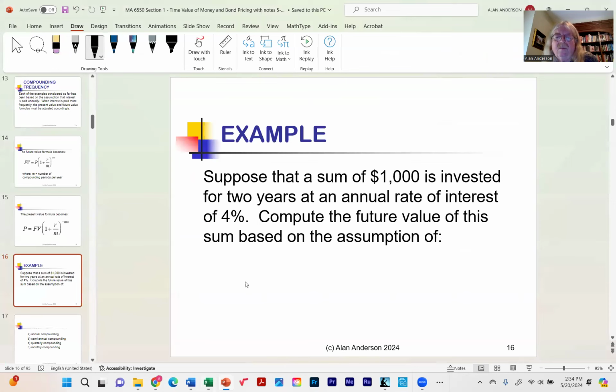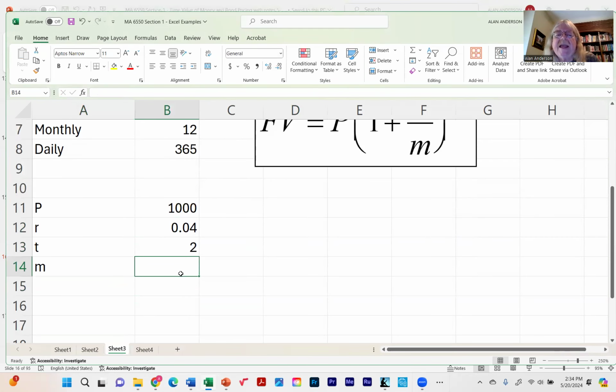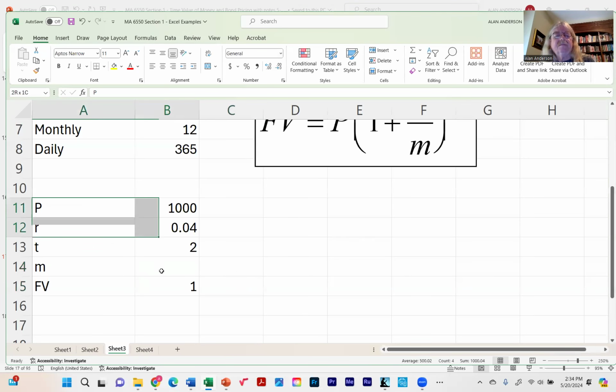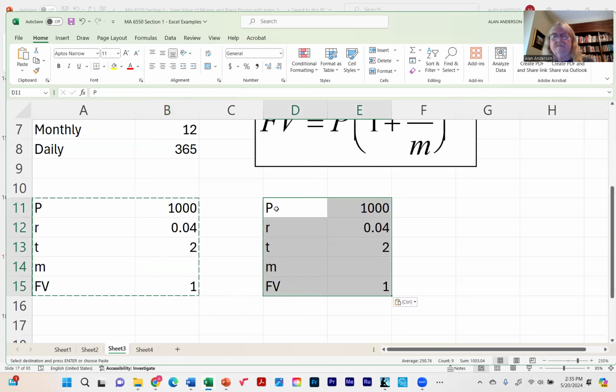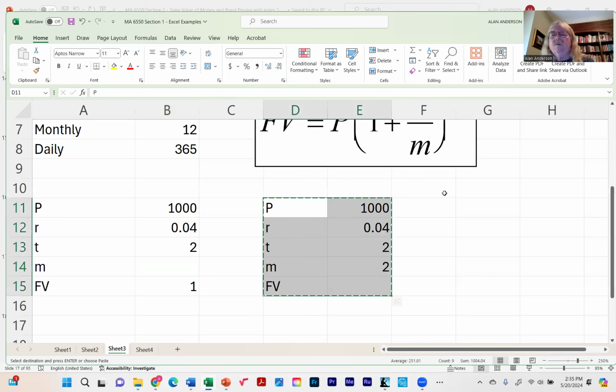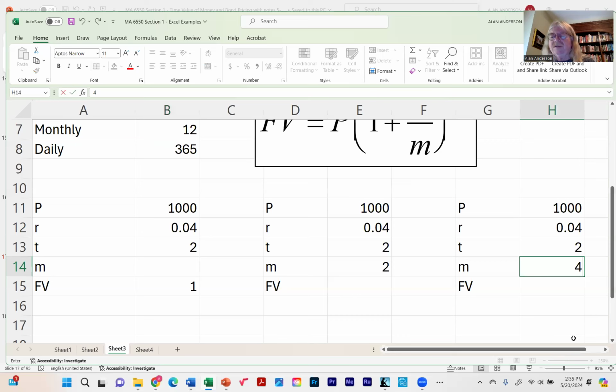What's different now, though, is that we're going to calculate the future value, but we need to keep in mind the value of this M term. So M in the first case will be 1 for annual. We're going to do this 4 times. Here we'll have semi-annual. Then we'll have quarterly and then monthly. And what we want to do is pay close attention to how this affects our results.